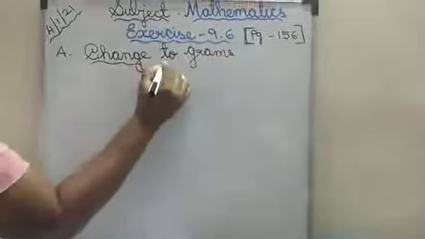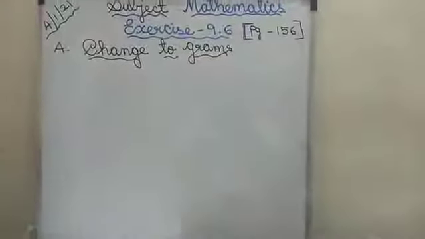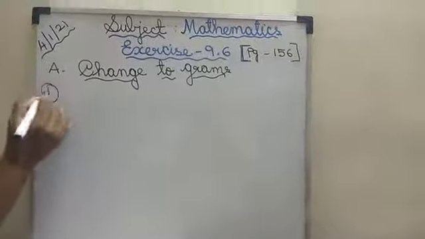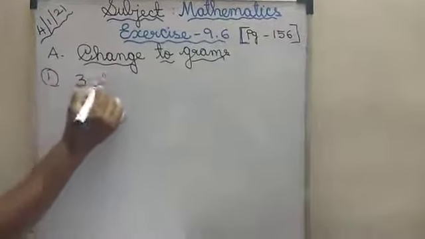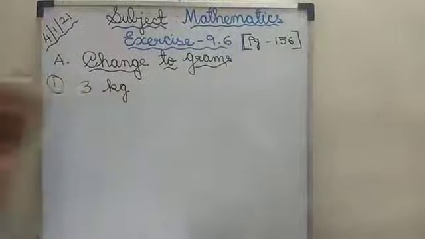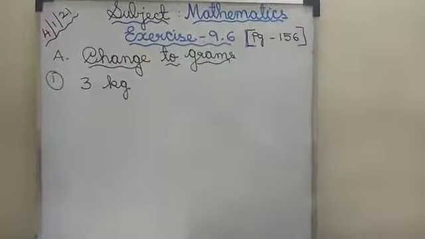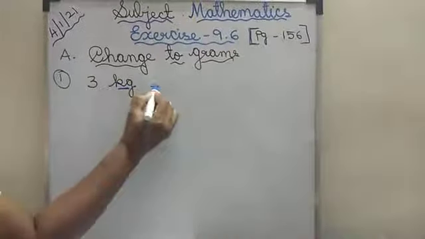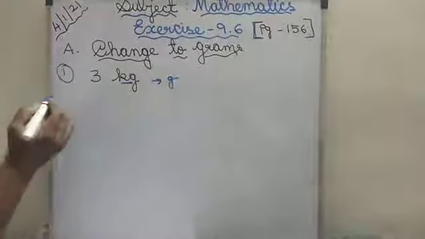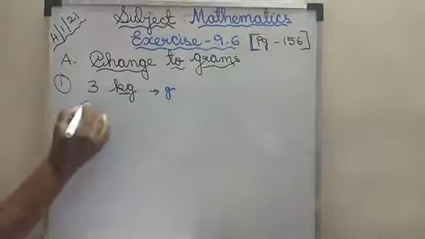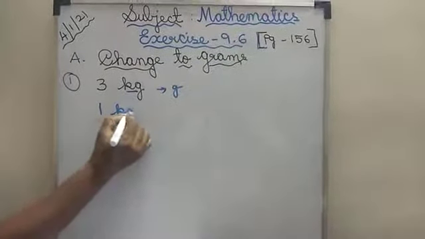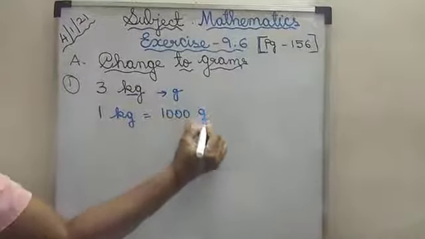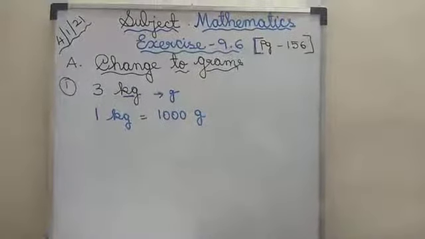Change to grams. So when you change to grams, what will come children? First sum we will write, then I will explain. First sum: 3 kg. When 3 kg is there, you have to convert this kg to grams. So what you have to do children? 1 kg is equal to what children? 1 kg is equal to 1000 grams.